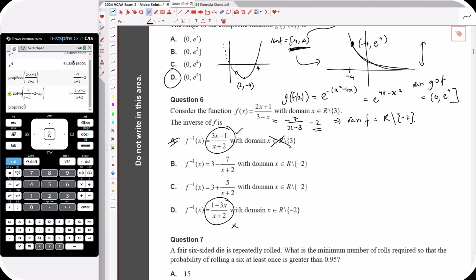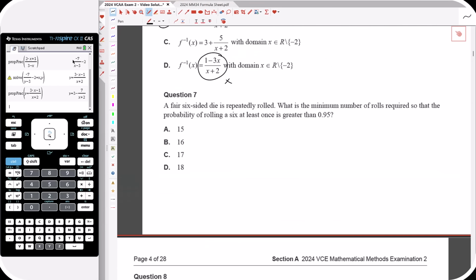And so we want to convert it, find the inverse function. So we want to convert this into a proper fraction. So I'm not sure if we'll be okay with that y equals there. Yeah, it's okay. So 3 minus 7 on x minus x plus 2. So option B.